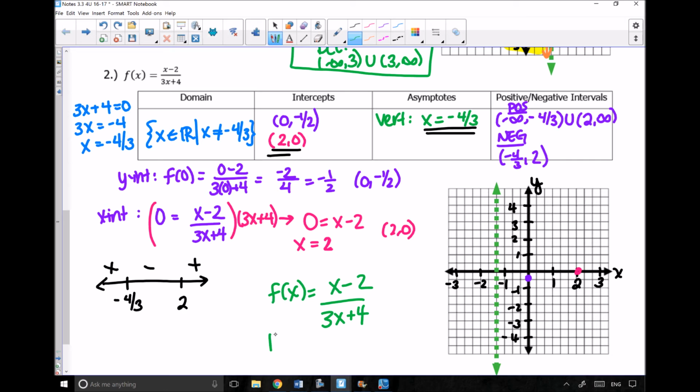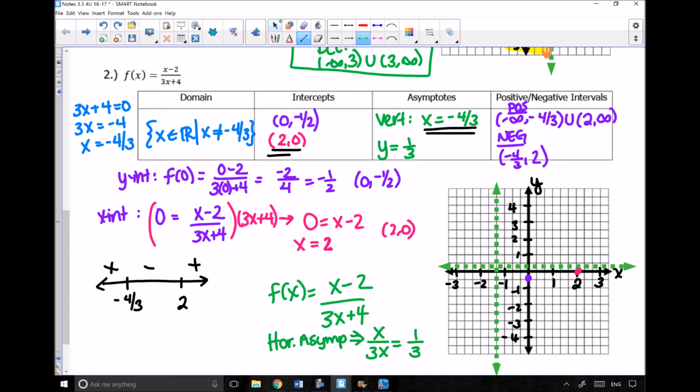So to find my horizontal asymptote, I don't care about this -2 or this 4. It's negligible. So it's x over 3x, which simplifies to 1/3. So that means that I'll have a horizontal asymptote at y equals 1/3. I'm going to go ahead and graph that out right here. So when y is 1/3, my graph will be approximately in this area right here.